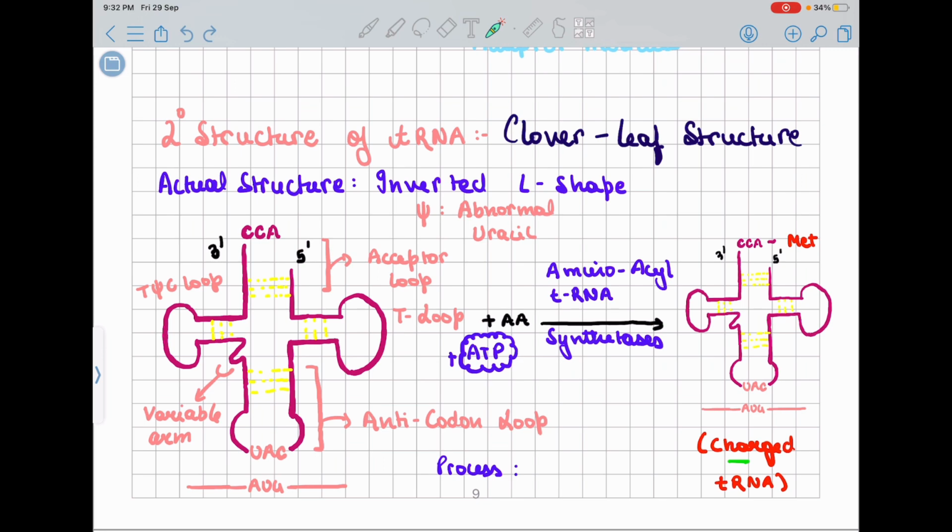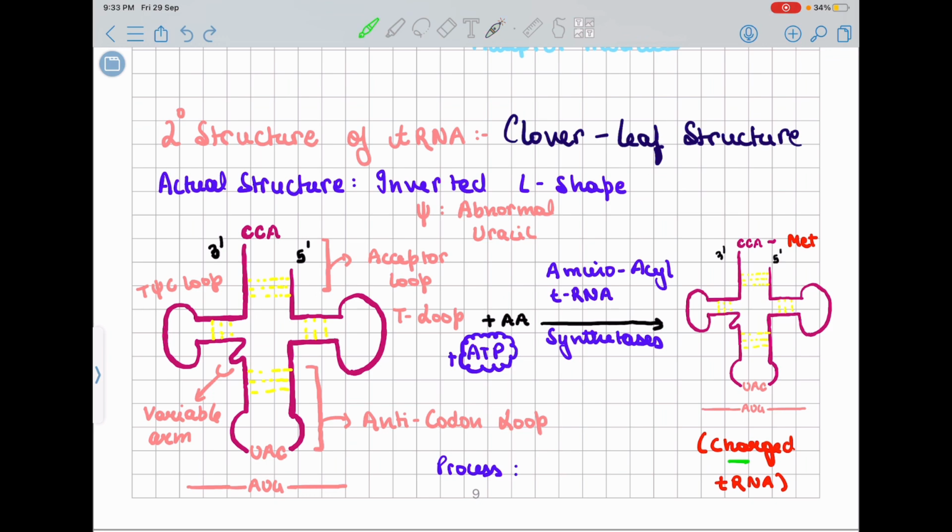Now we discussed that a particular amino acid will bind to 3' end. But this reaction is a very high energy requiring process, and this also requires an enzyme. The name of the enzyme is amino acyl tRNA synthetase. So in this scenario, UAC will bind to AUG, and we know that AUG has two functions. It acts as an initiation codon, and it also codes for methionine. So at 3' end, methionine will get attached.